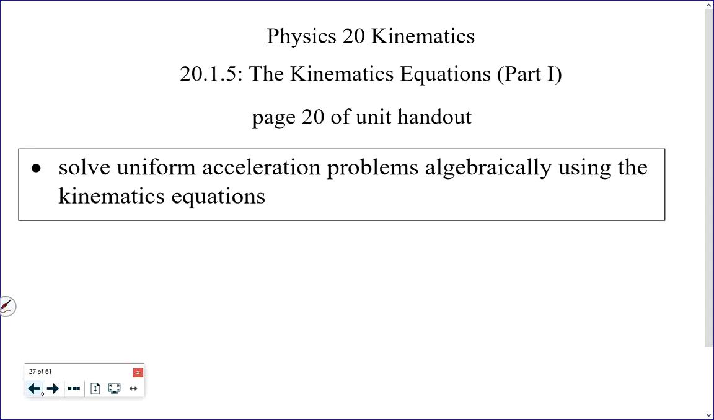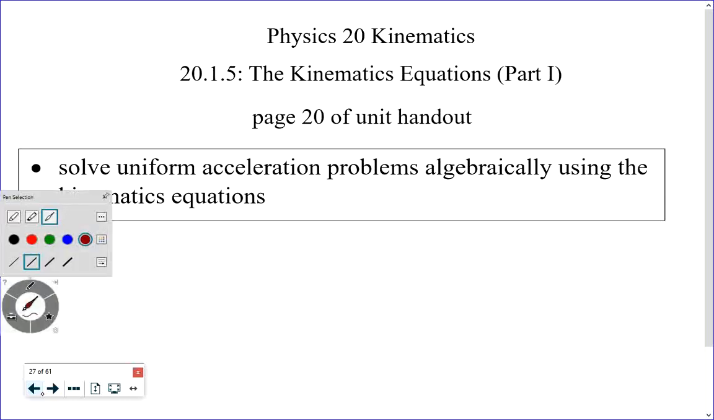Page 20, the kinematics equations, part 1. We're probably going to be spending 2 days on part 1. And in a few minutes, you'll understand what distinguishes part 1 from part 2. Part 2 elevates it to a higher level. Part 1 is a little simpler. We're going to be solving uniform acceleration problems using what I call the kinematics equations.